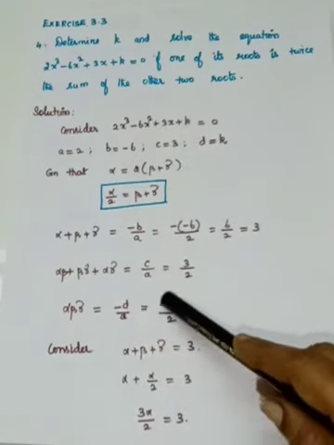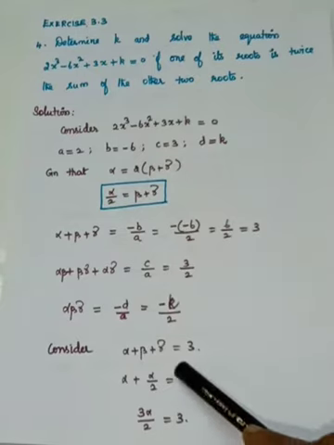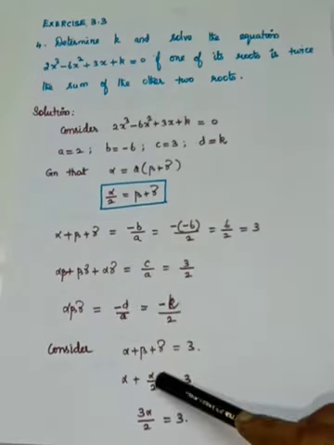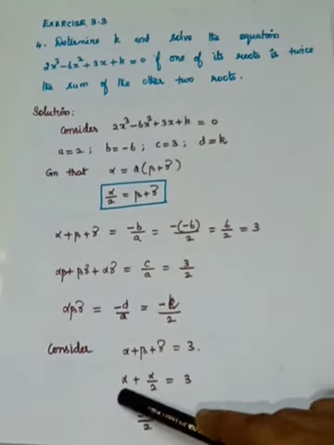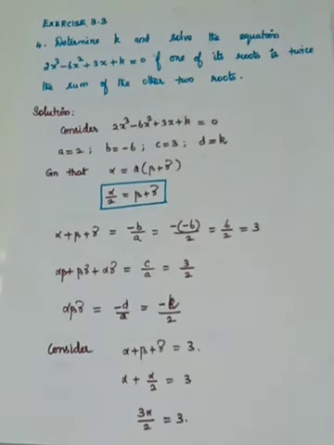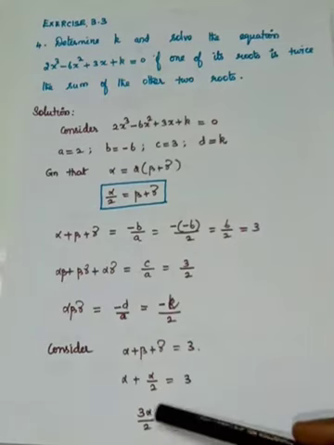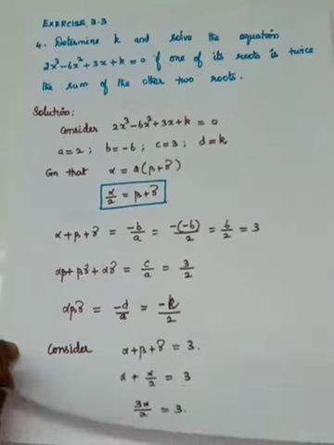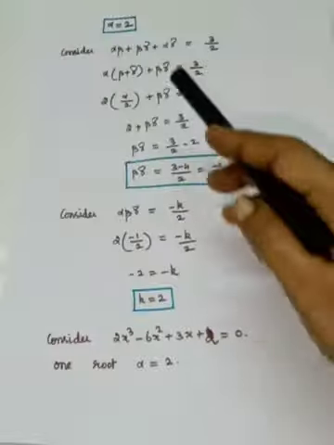So take the first result. Alpha plus beta plus gamma is equal to 3. On that, beta plus gamma, what we have taken, it is alpha by 2. If you substitute and take LCM, 2 alpha plus alpha, that is 3 alpha by 2 is equal to 3. This 3 and this 3 getting cancelled. So the denominator 2, when you take it to the right side, it is 2. So alpha is equal to 2.